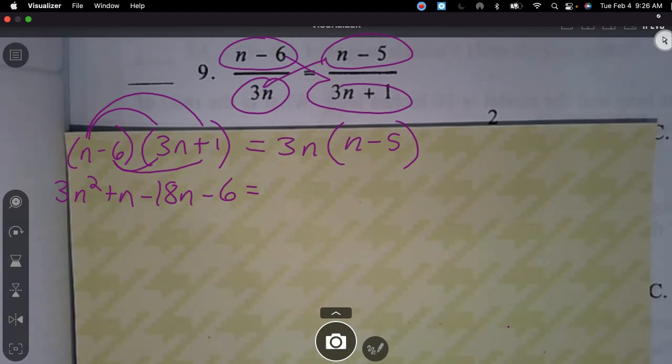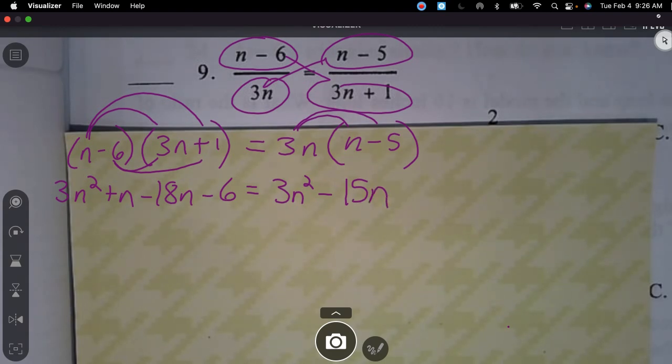This one's not the FOIL method. I don't have to distribute 2 things. I'm saying it for the 6th time. I'm just going to distribute it once. So 3n times n is 3n squared. And 3n times negative 5 is negative 15n.